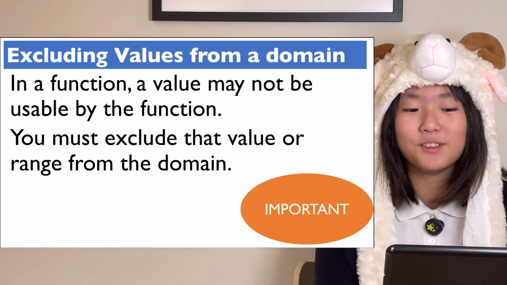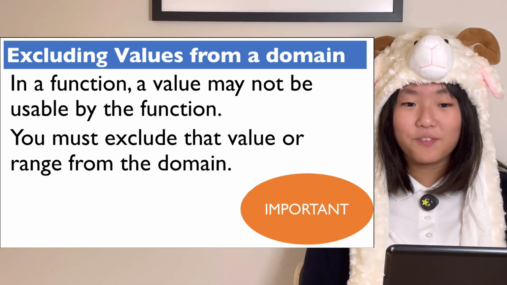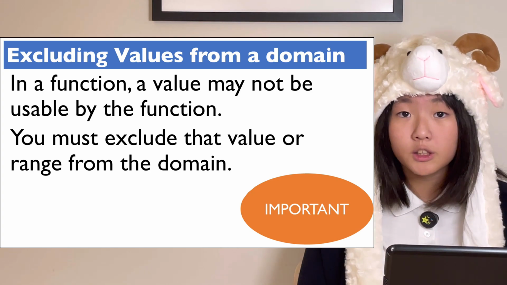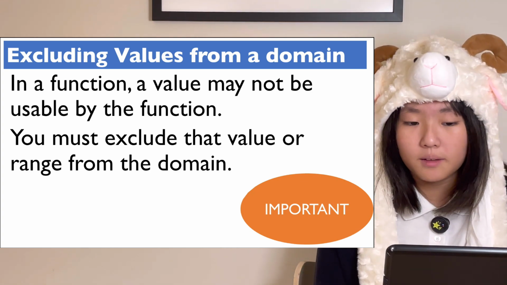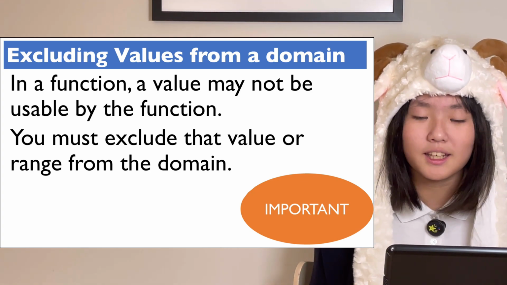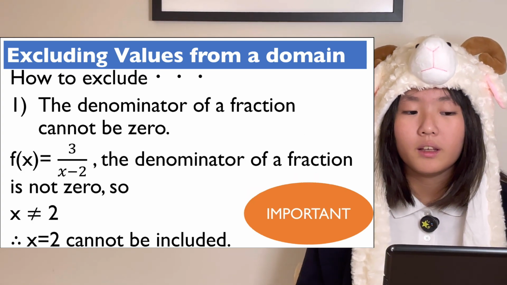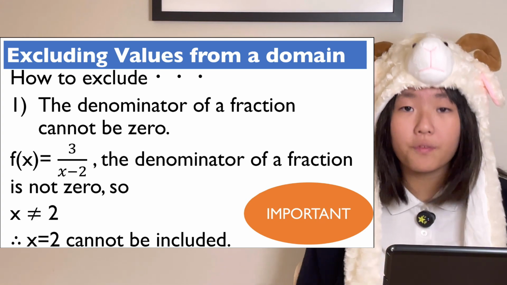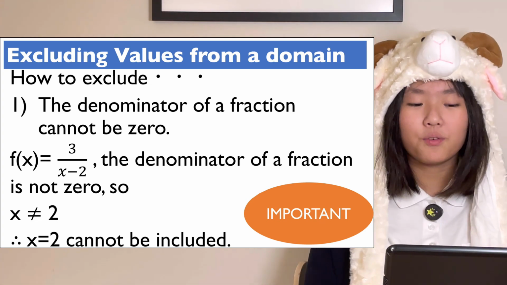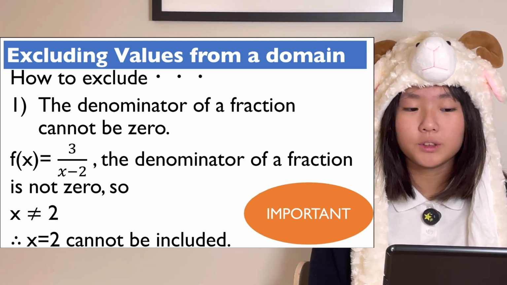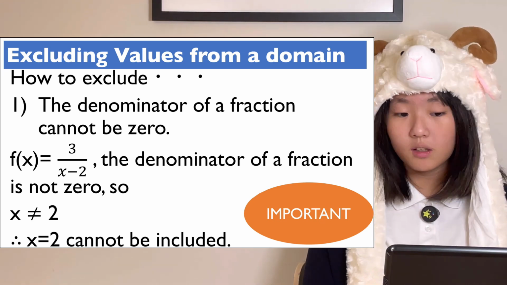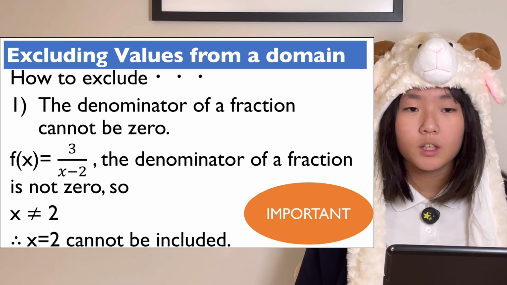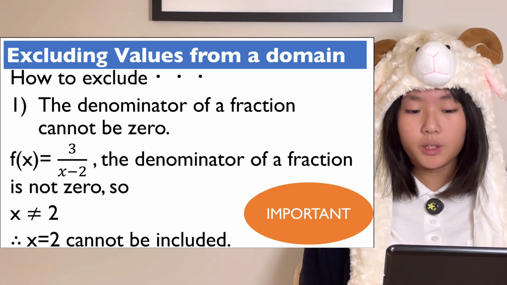Now, I'll teach you how to exclude values from a domain. In a function, a value may not be usable by the function itself. You must exclude that value or range from that domain. This is very important. Please listen carefully. For example, if a function is a fraction, then the denominator of that very fraction cannot be 0. So, for example, f(x) equals 3 over x minus 2. The denominator of a fraction is not 0, so x cannot be 2. Therefore, x equals 2 cannot be included.